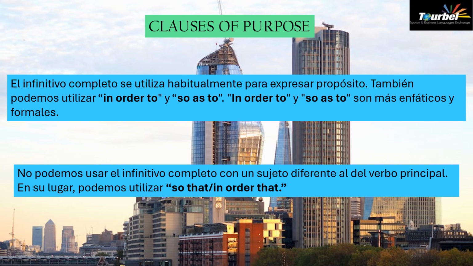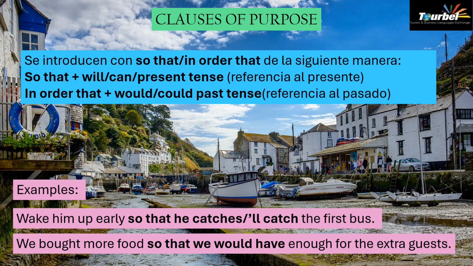Instead, we can use so that, in order that. Clauses of purpose are introduced with so that, in order that in the following way. So that plus will / can / present tense, in order that plus would / could past tense. Examples: wake him up early so that he catches / he'll catch the first bus. We bought more food so that we would have enough for the extra guests.